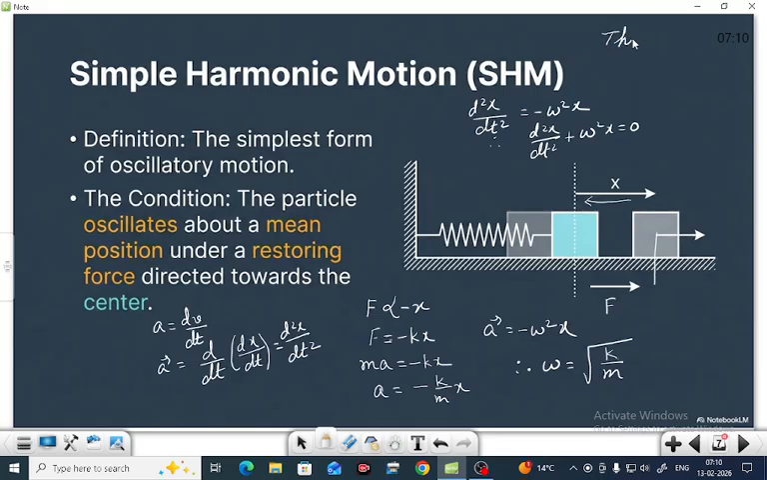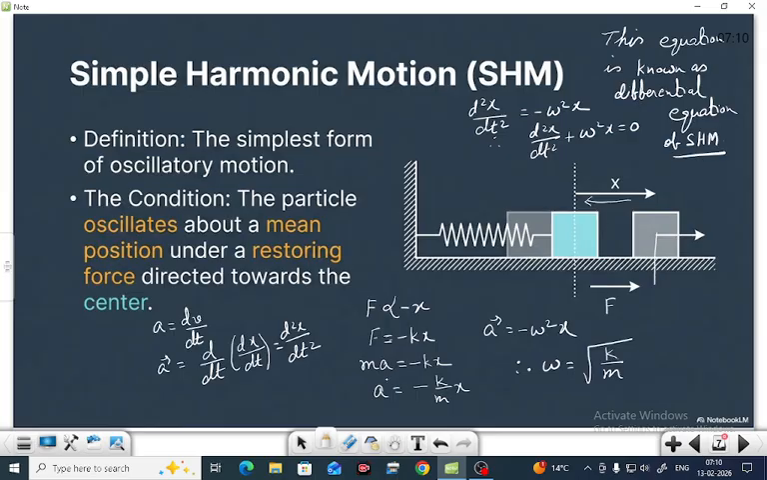This equation is known as the differential equation of simple harmonic motion. So these are the various important things in simple harmonic motion. You have to remember that d square x by dt square plus omega square x is equal to 0 is the differential equation for simple harmonic motion.